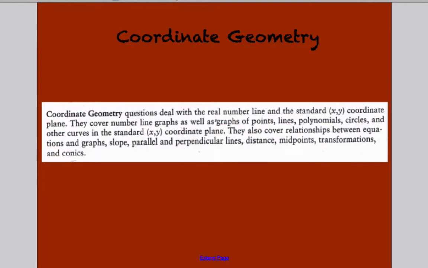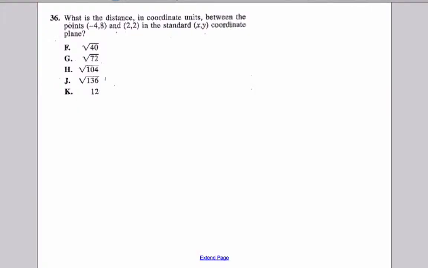conics. Let's look at our first example of 3, and of course we're going easy, medium to hard. And let's start with an easy coordinate geometry problem. Number 36, what is the distance in coordinate units between the points -4, 8 and 2, 2 in the standard XY coordinate plane? This question is directly relating to the distance formula. So let's review the distance formula here.